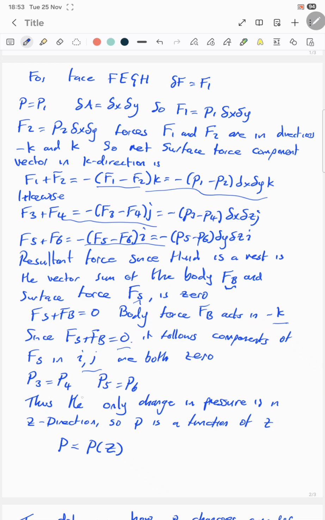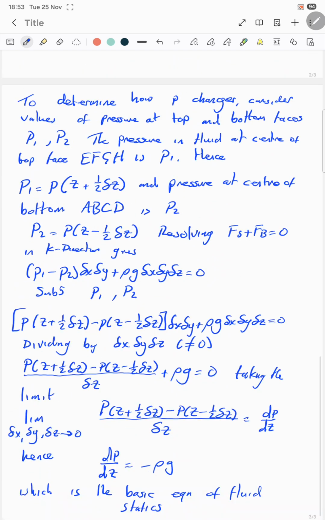So pressure 3 equals pressure 4, pressure 5 equals pressure 6. Thus the only change in pressure is in the Z direction, so P is a function of Z. Now to determine how pressure changes, consider the values of pressure at the top and bottom faces, P1 and P2. The pressure in fluid at the centre of the top face EFGH is P1, hence P1 equals P of Z plus 1 half delta Z, and the pressure at the centre of the bottom face ABCD is P2, and likewise it's P of Z minus 1 half delta Z. Resolving Fs plus Fb in the K direction gives this.